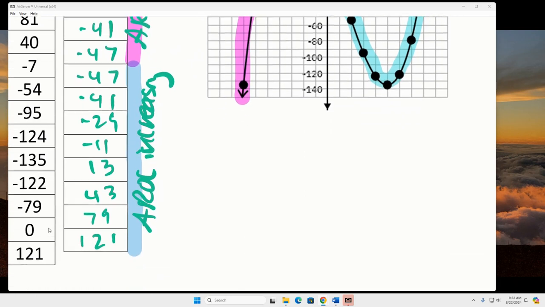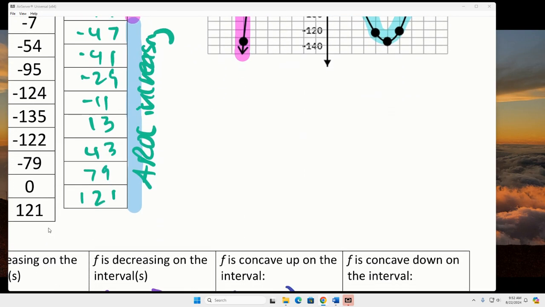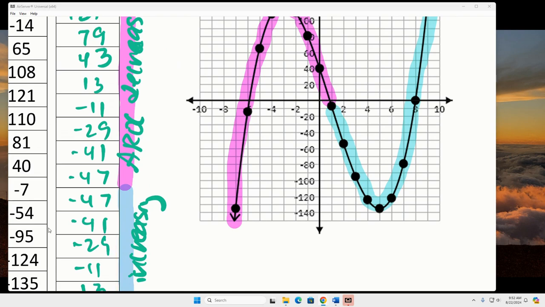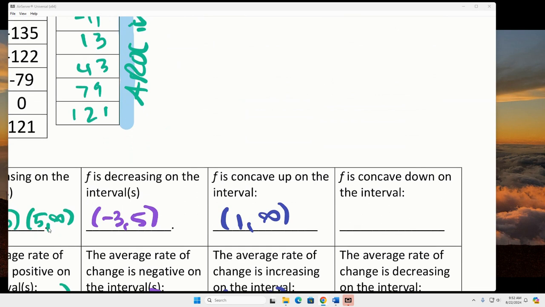So we showed that. We looked at the average rates of change and we saw that they were getting bigger. It lined up exactly where the function is concave up. It would help if you pay attention. All right, and then one more concave down.